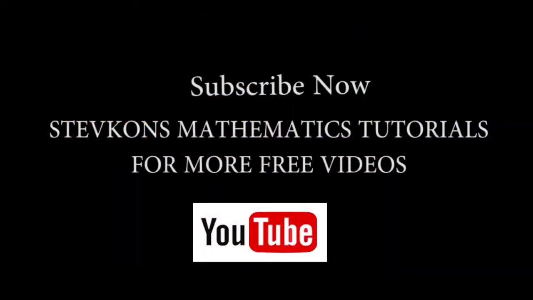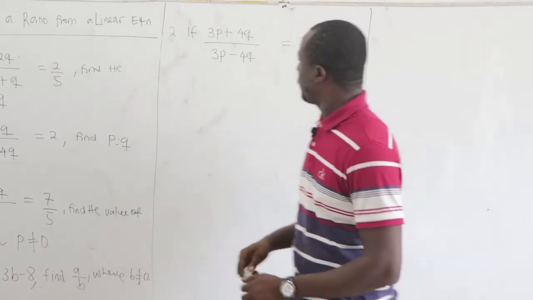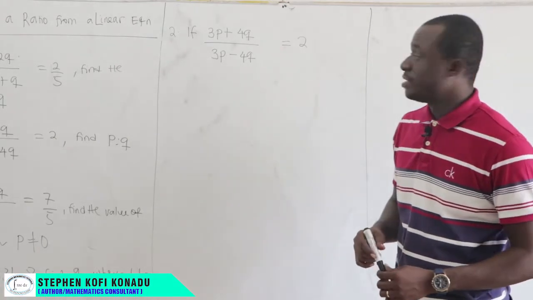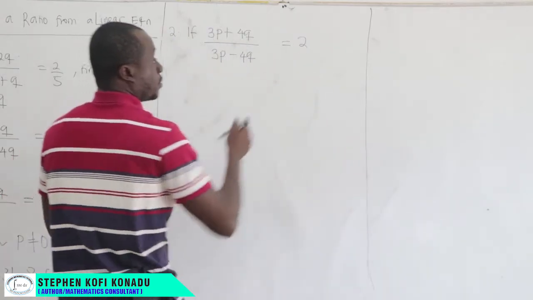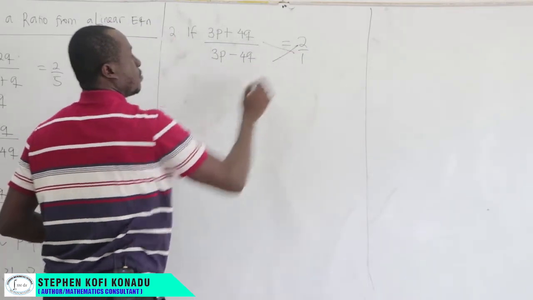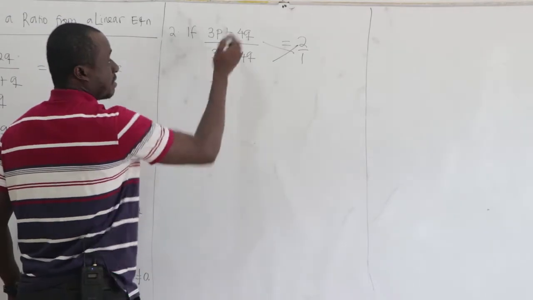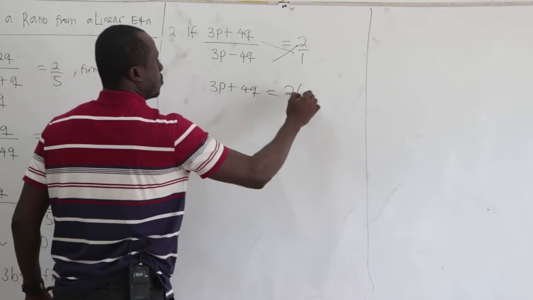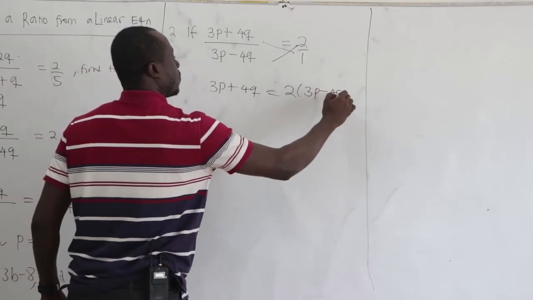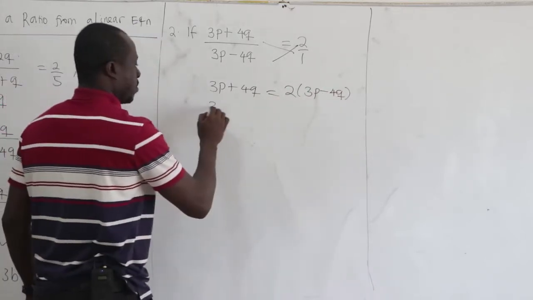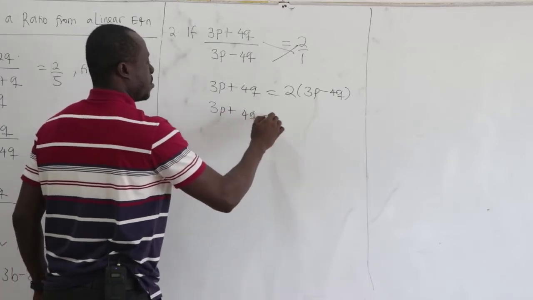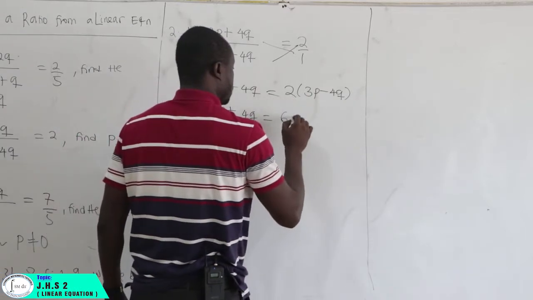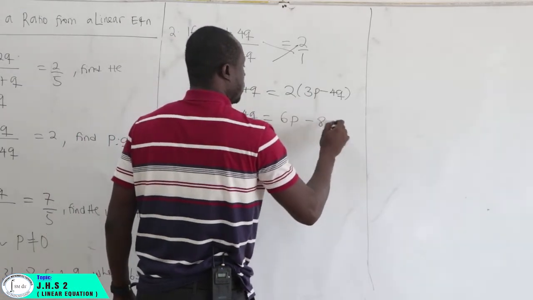Now let's see the second question. It says that if 3P plus 4Q all over 3P minus 4Q equals 2, we should find P is to Q. Now what do we do? We cross multiply. You know every whole number is over 1, so we can cross multiply. So in this case, 1 times this will just give us 3P plus 4Q equal to 2 times that, so 2 into bracket 3P minus 4Q. Now here we have 3P plus 4Q, but then we have to use the distributive property over here. 2 times 3P, that is 6P. 2 times 4Q, that's negative 8Q.